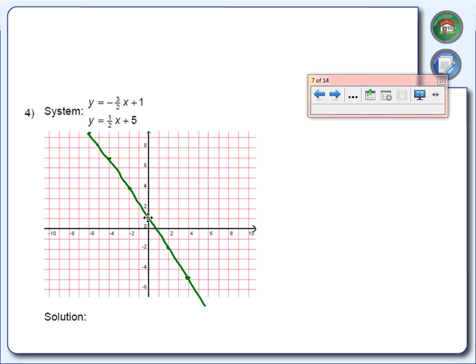1/2 x plus 5. Let's grab the blue pen for this one. Y-intercept is, there you go, 5. Slope is 1/2, up 1, over 2. Good. Get some more points. Got it. Connect those dots. Very nice.